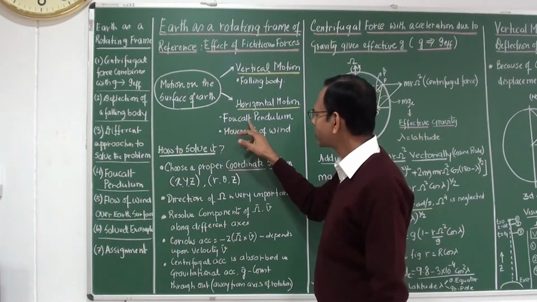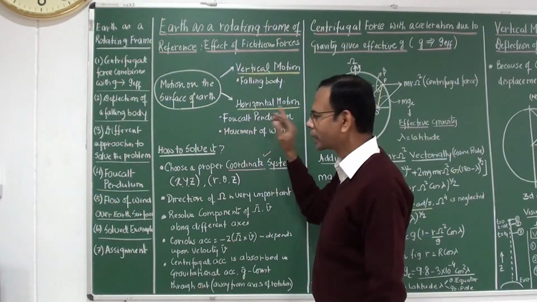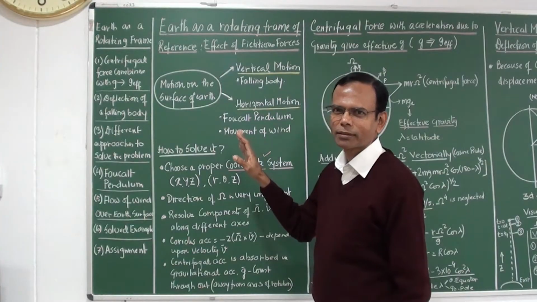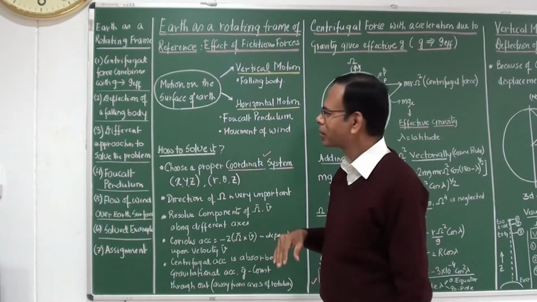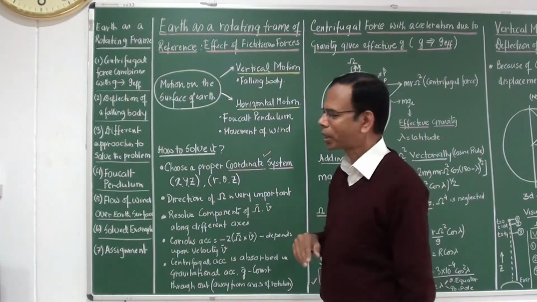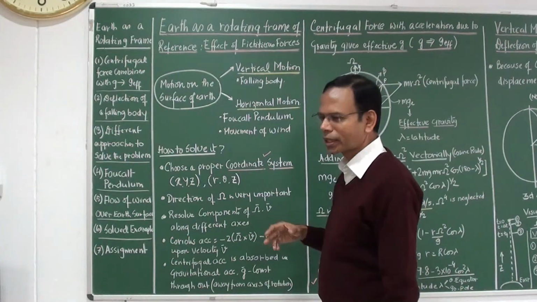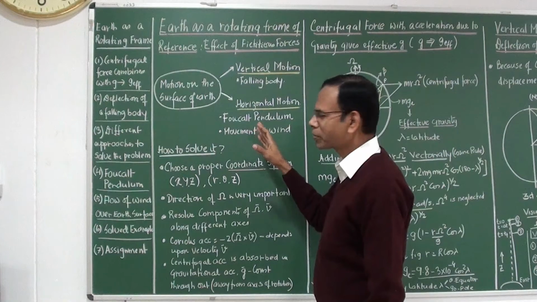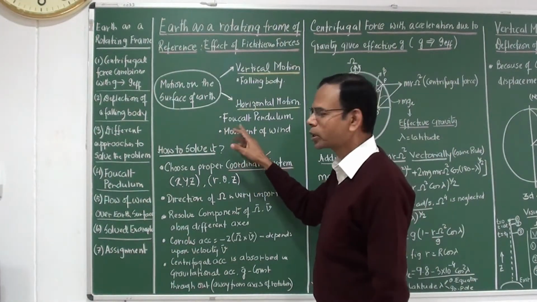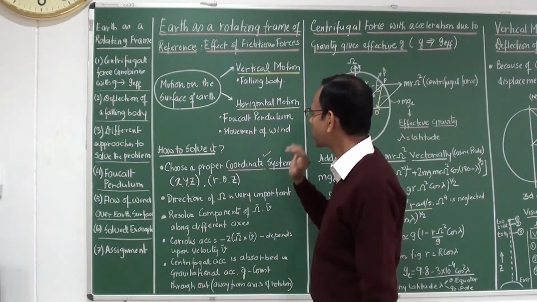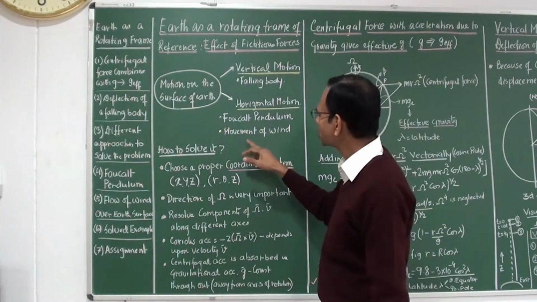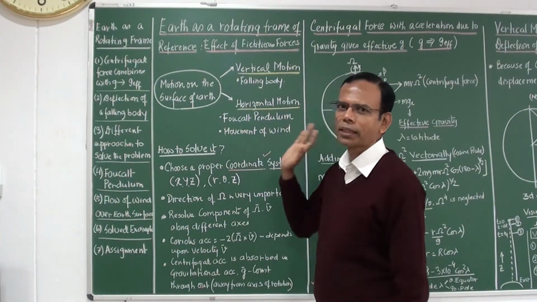It is pronounced Foucault, F-O-U-C-A-U-L-T. Earlier I used to pronounce it differently, but one of our professors, who was the first professor here in LNMIT in physics, came from IIT Kanpur as a retired professor. He was Professor Katyal, and he told me, no, it is Foucault. So it is Foucault pendulum and movement of winds. These are the 2 examples in the horizontal motion.